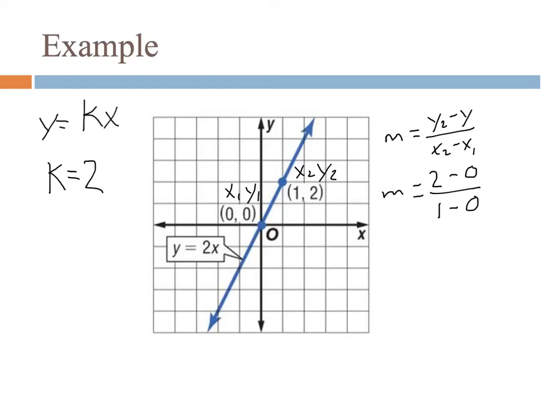We're always going to have that point 0, 0 in a direct variation, because remember, a direct variation goes through the origin. So we end up with 2 over 1, and 2 over 1 is equal to 2. Notice that our constant of variation, k, is exactly the same as our slope. That's because they are the same thing. Our constant of variation is the slope of the line, so they should always be the same number.